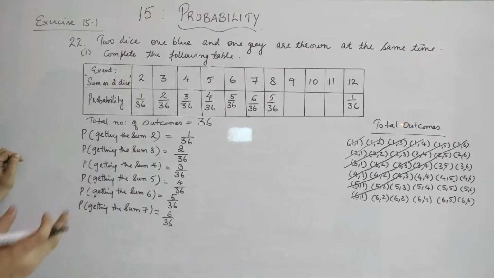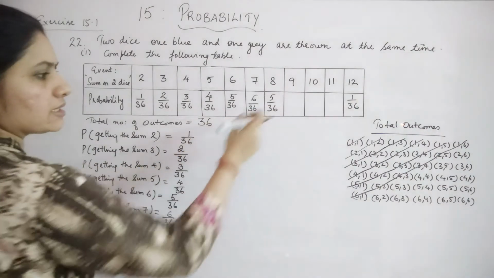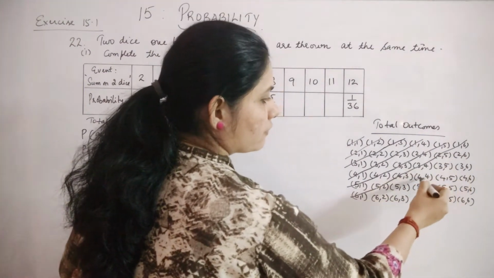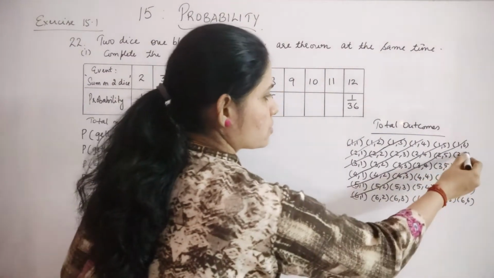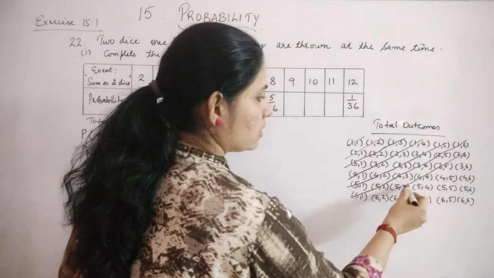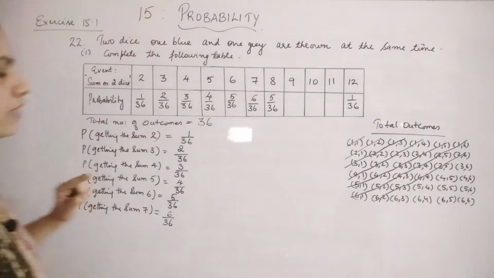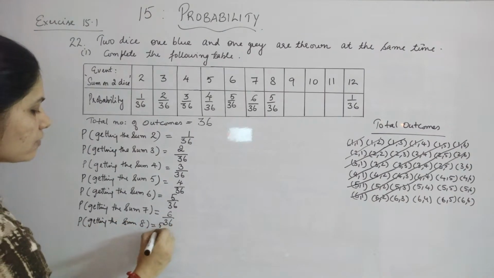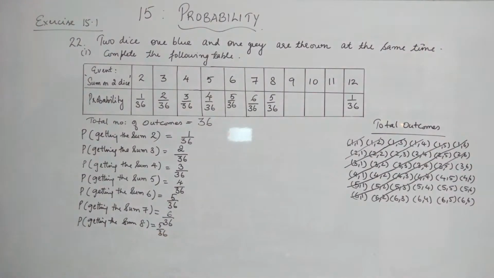Next, the probability of getting a sum of 8 is given, which is 5 by 36. We will just see which are those: 2 and 6, 3 and 5, 4 and 4, 5 and 3, and 6 and 2. That is 1, 2, 3, 4, 5. So these are the 5 outcomes which will give you the sum as 8, which is 5 by 36.